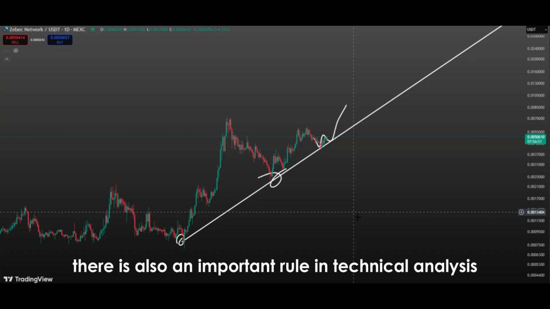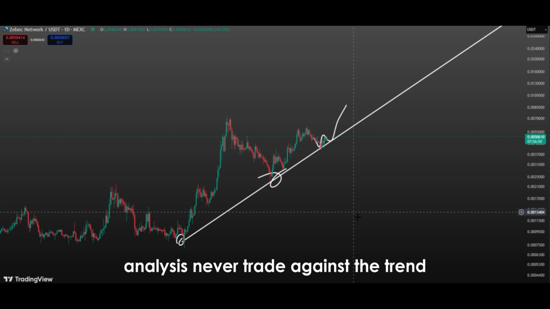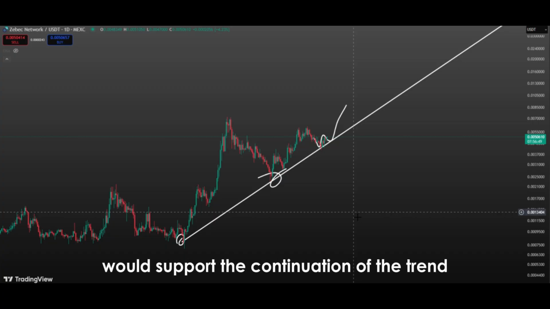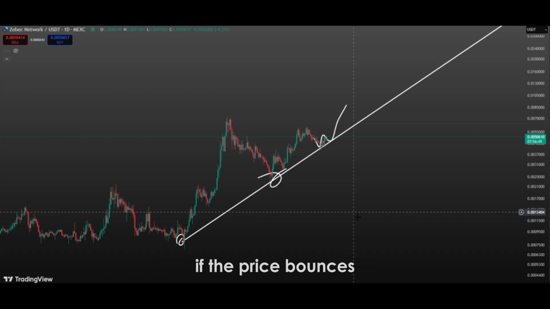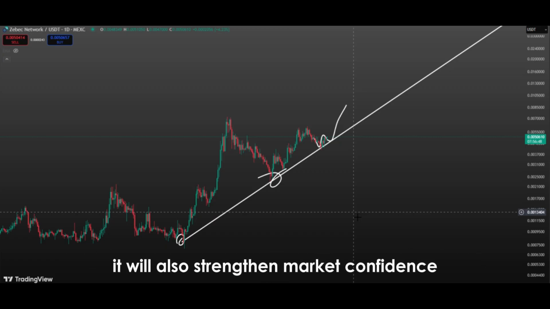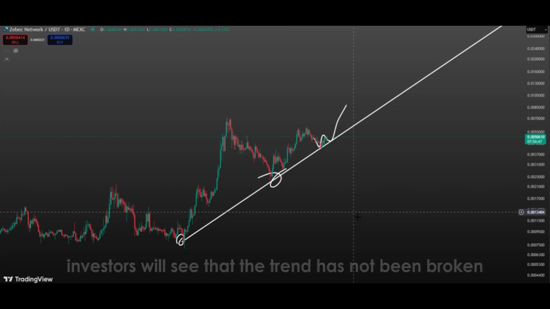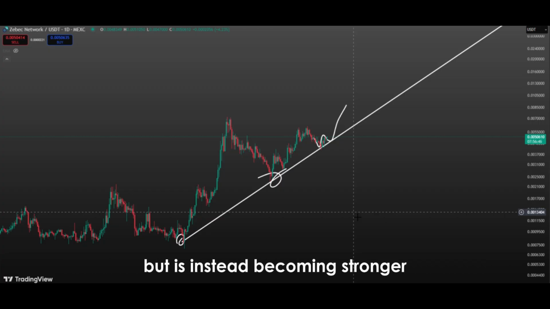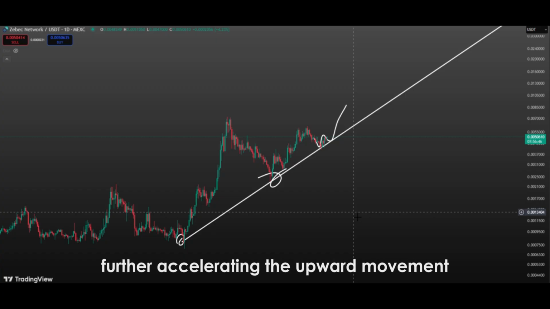There is also an important rule in technical analysis: never trade against the trend. Since the uptrend is dominant here, a bounce off this trend line would support the continuation of the trend. If the price bounces and starts moving upward from the ascending trend line, it will also strengthen market confidence. Investors will see that the trend has not been broken, but is instead becoming stronger. This sense of confidence fuels buying appetite in the market, further accelerating the upward movement.